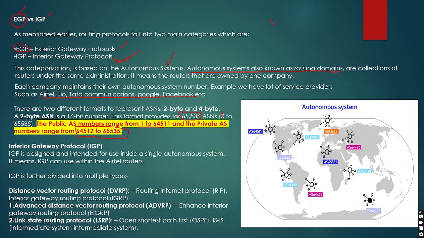We have only one routing protocol in EGP, that is BGP, Border Gateway Protocol. Why do we have only one routing protocol? Because in the entire world we have a lot of service providers, a lot of companies, a lot of autonomous system numbers. Each company is connecting to each other like this. That's how we are exchanging routes on the internet. Every service provider is connecting to each other.